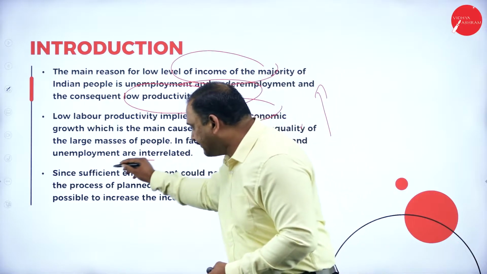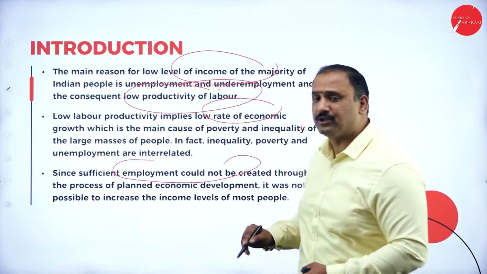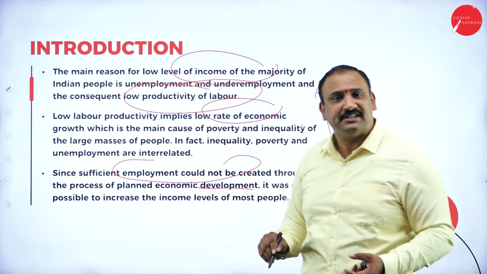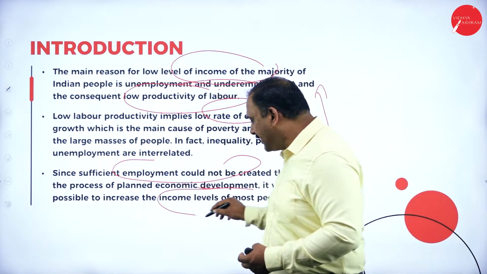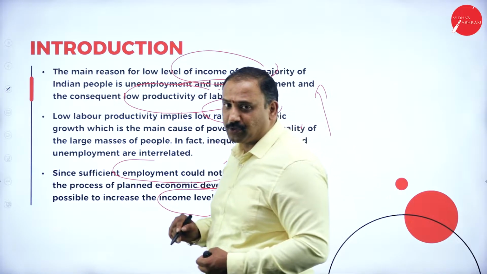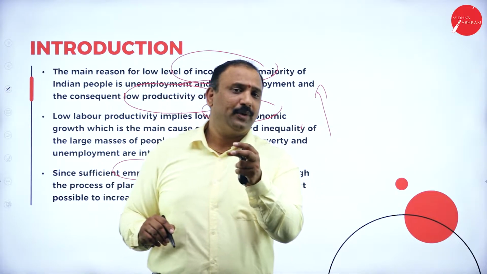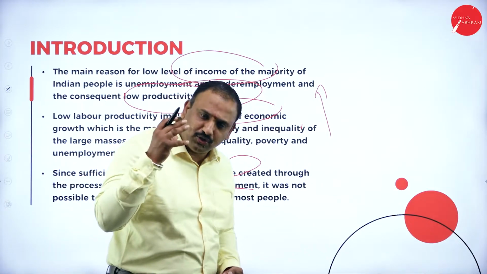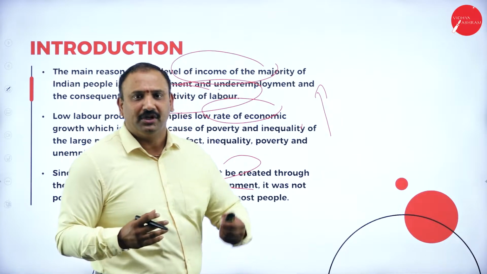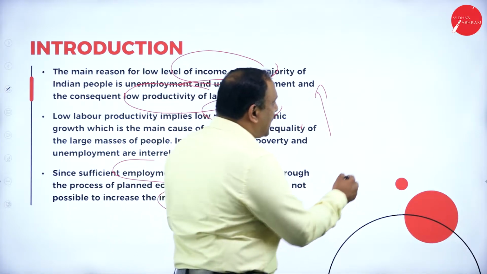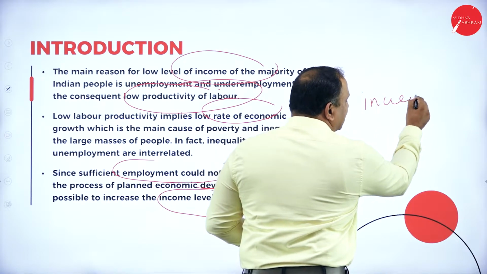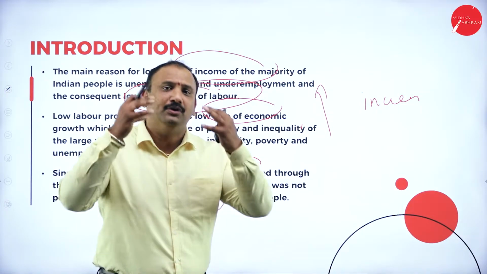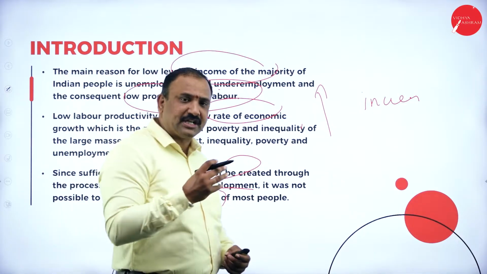Followed by, since sufficient employment could not be created through the process of planned economic development, it was not possible for us to raise the income levels. Now, this is a very, very crucial factor to be talked about. Why? Because one side, when we talk about unemployment, poverty, and other factors, the other side, we also need to understand the issue. The understanding here is that we are not able to increase the income levels. What is happening with the income levels? Why is that income level falling down so badly? So we need to start thinking about it.